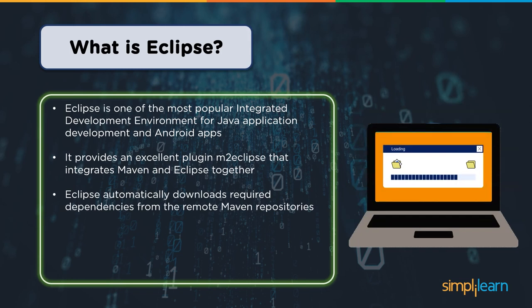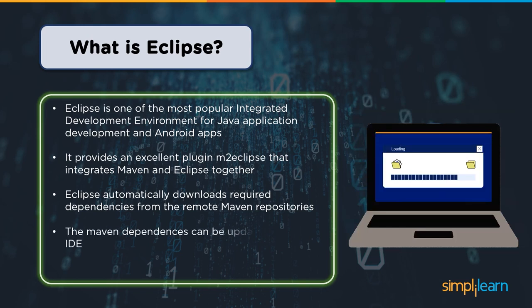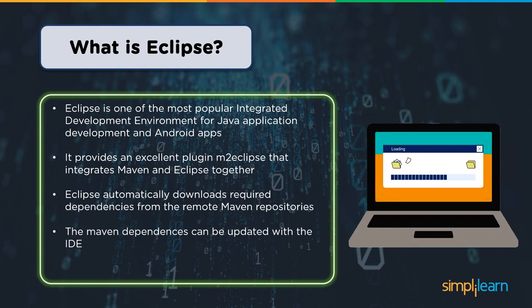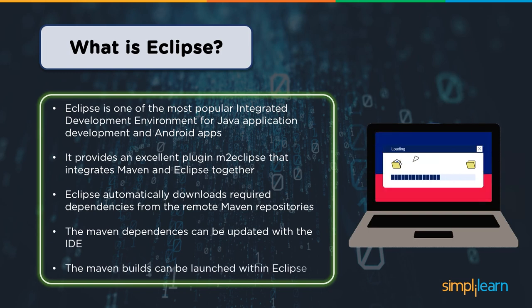Now Eclipse automatically downloads the required dependencies from the remote Maven repositories. So while working on the source code, you don't have to handle any dependencies or third-party jars. If you are working on a Maven project, the dependencies will be downloaded automatically by Eclipse. The Maven dependencies can be updated within the Eclipse IDE itself, because we can edit the pom.xml file, and you can also trigger custom Maven builds with the help of Eclipse.